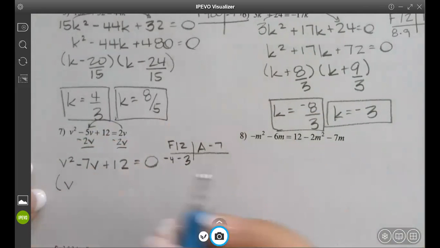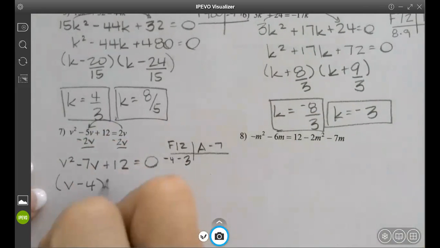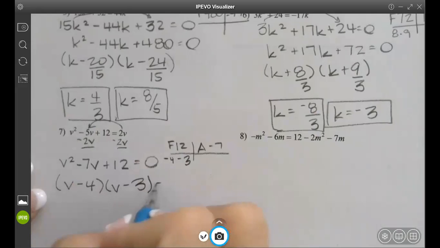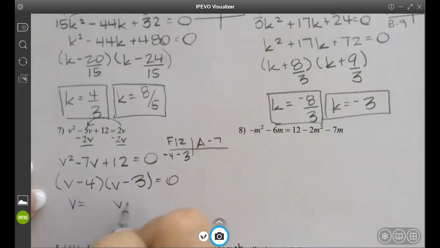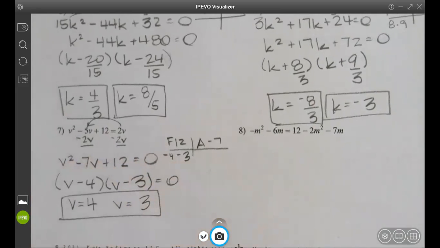So my letter is a V, a negative 4, a V, and a negative 3. So what are my two answers? Positive 4 and positive 3. That's it.